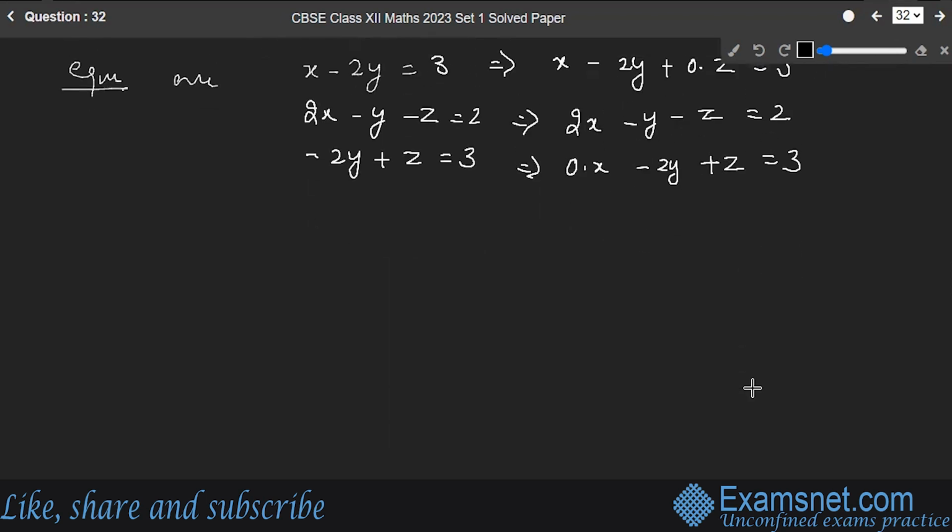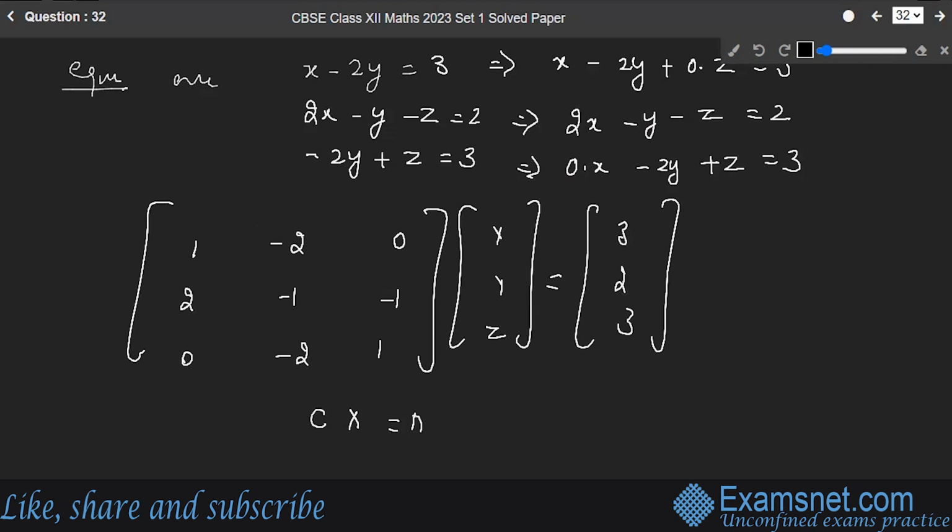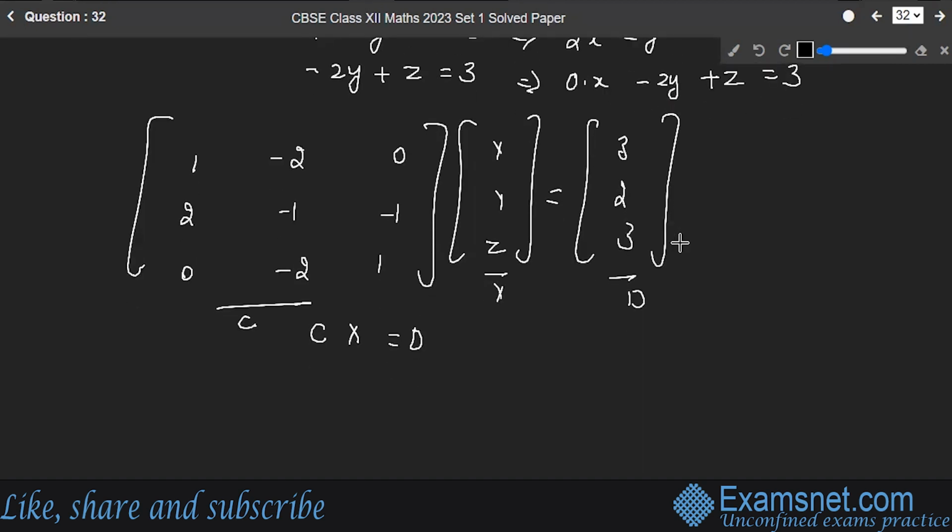If I represent this in the matrix form, this will be written as 1 minus 2, 0, 2 minus 1 minus 1, 0 minus 2, 1 into x, y, z is equal to 3, 2, 3. I can write this like this. Cx is equal to D. I'm representing this as C, this as D, and this as X matrix. Okay. Now you notice one thing. C is equal to B's transpose.